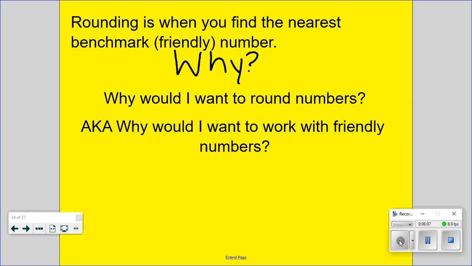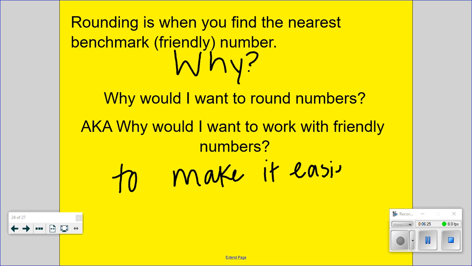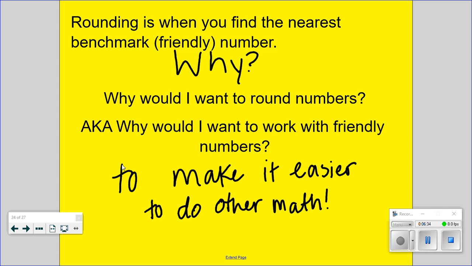There's a lot of conversation to hear. Friendly, why would I want to round a number? Because it's easier than adding everything together. Yeah, it's literally to make it easier. Write that sentence down, Liam. To make it easier to do other math. Annabella, we're writing.